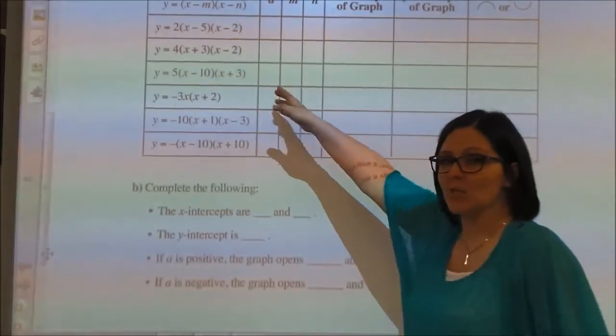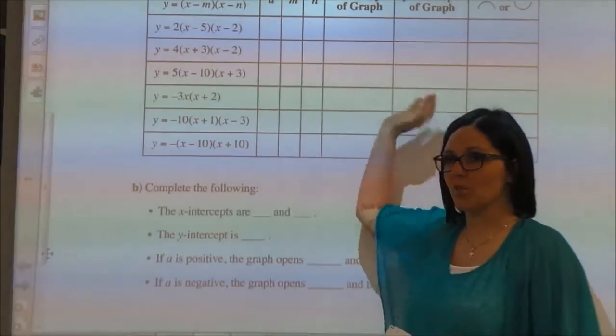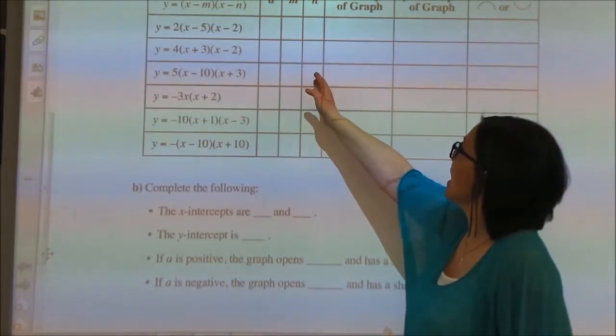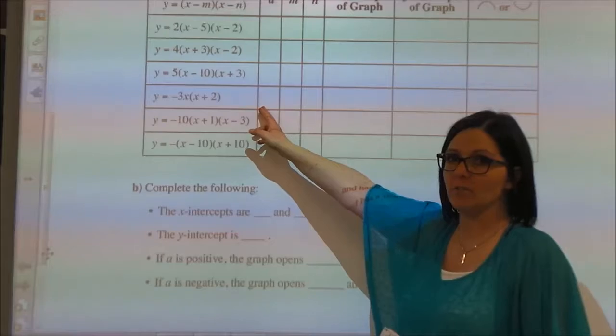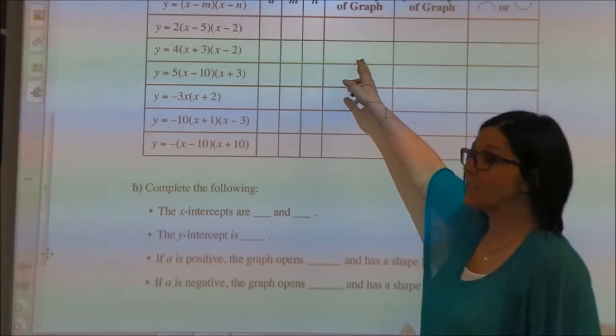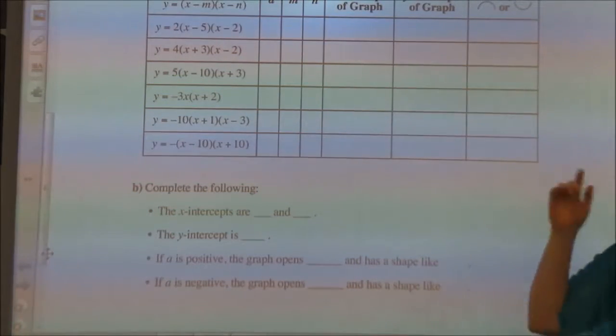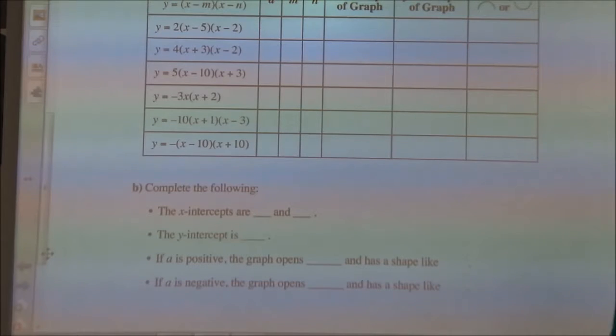So this is very similar to the first one. You have the m and the n, only now we have a values. Finding the x-intercepts, finding the y-intercepts the same way as before, and then telling me if it opens up or down. And then finding the parameters of that, and that's where we will pick up.